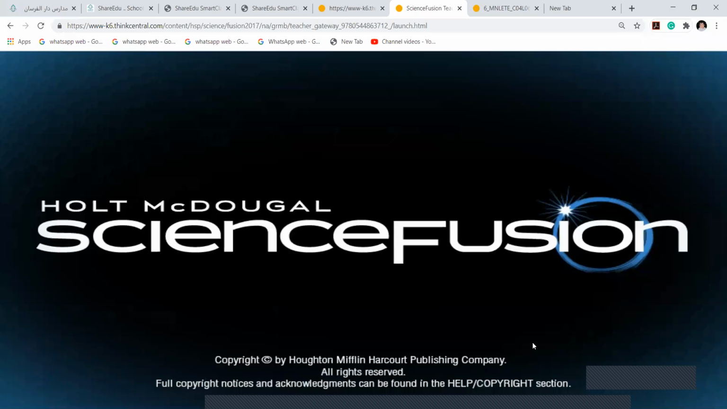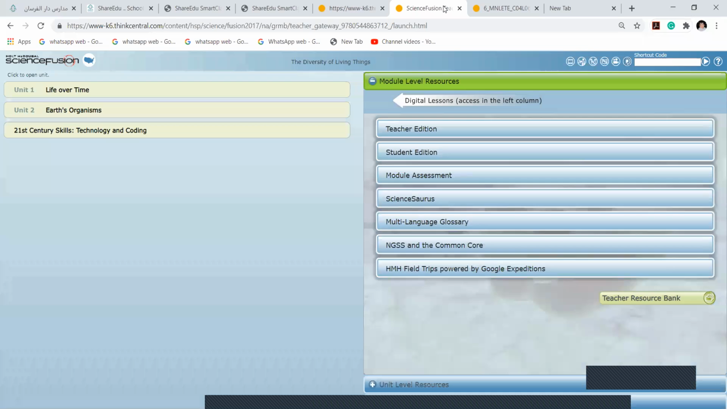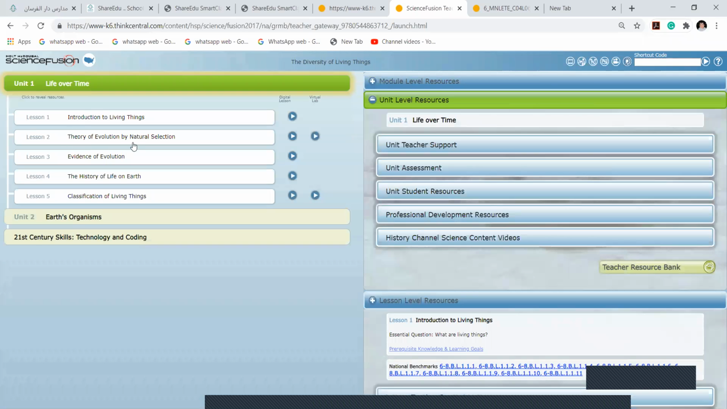So grade 6 girls, the first lesson we have completed, that was Introduction to Living Things. Today we will start with lesson number 2, that is Theory of Earth's Evolution. You will learn step by step over the years how Earth evolved. You will study about the theory of evolution by natural selection, girls. That is lesson number 2, unit 1, module B.